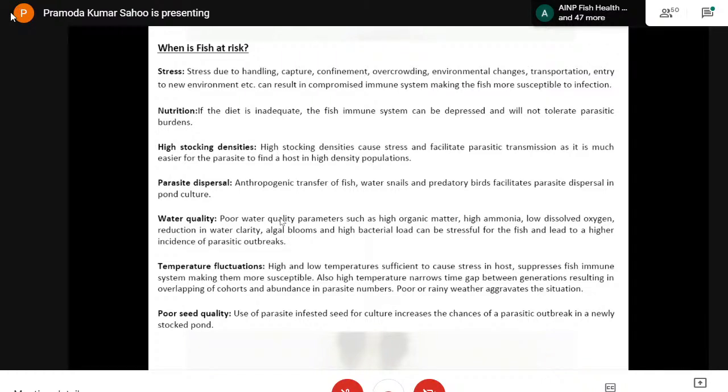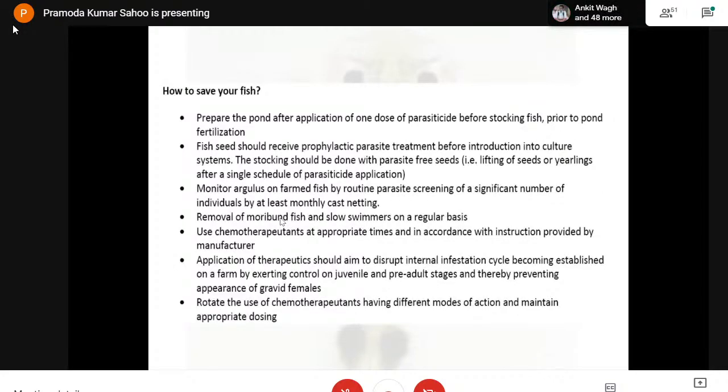Just like any other disease, a disease takes hold when the fish are under stress or have deprived nutrition, or if you are going for high stocking densities, or there are temperature fluctuations. These are the factors which mostly help any kind of pathogen or parasite to cause infection easily. So what would I suggest?